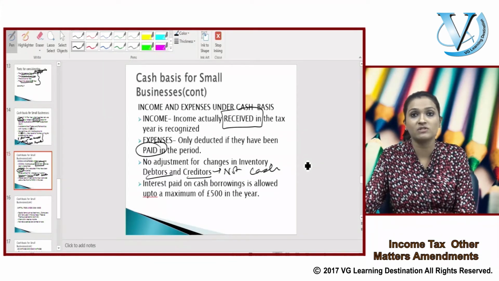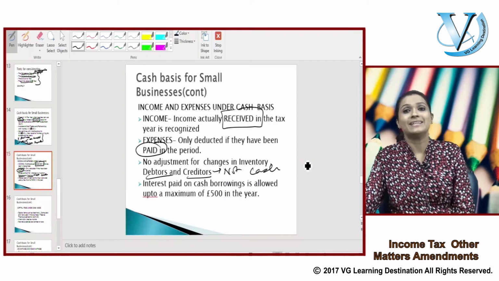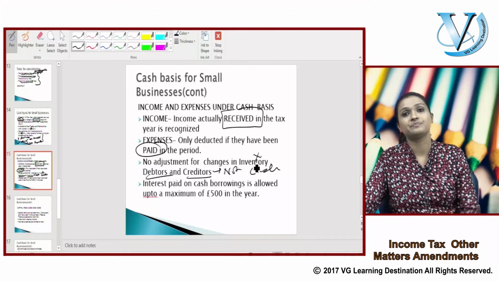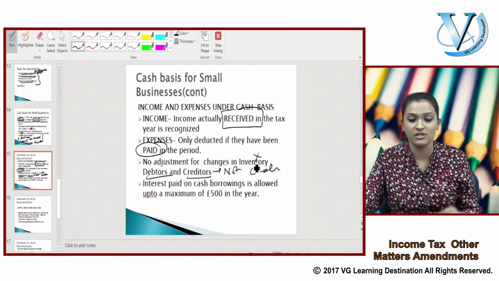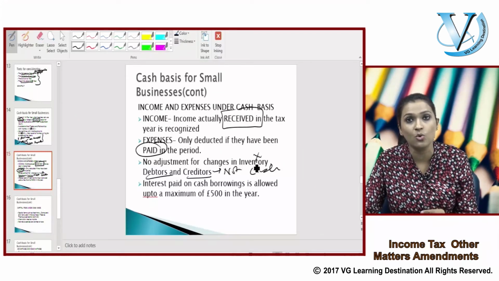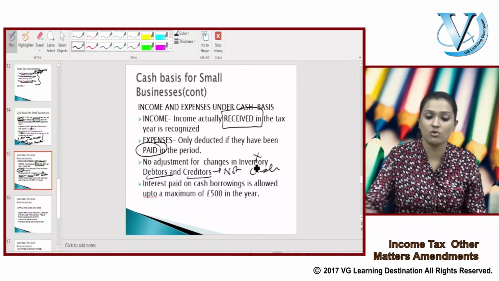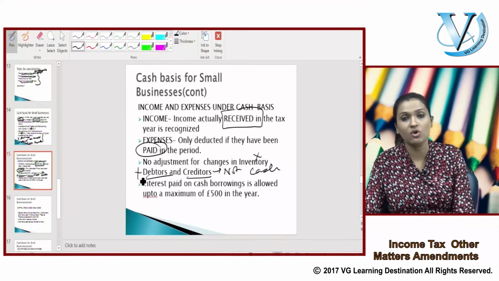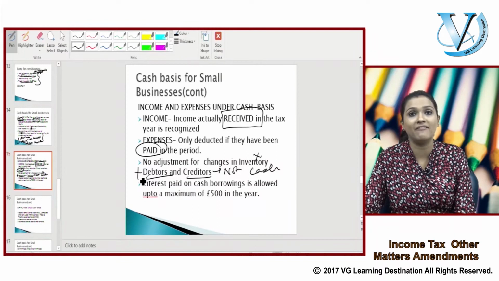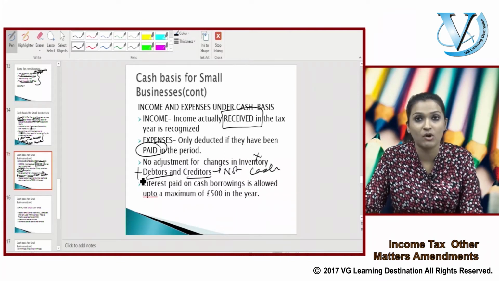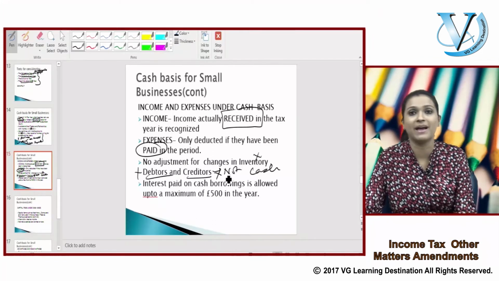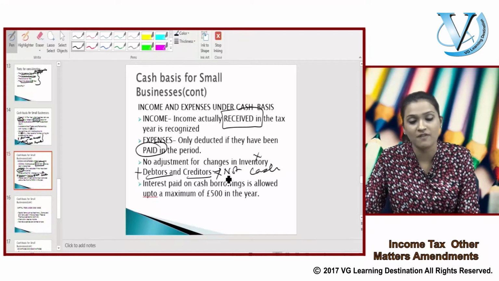Inventory is your finished goods which have not been converted into cash sales. Because they are not converted into cash, you do not consider them while preparing your books of accounts. Debtors, similarly, are credit sales, sales which have not converted into cash as yet. So definitely you're not going to consider them. Also, creditors. These are credit purchases for which you haven't paid your suppliers as yet, because the physical payment of cash has not been made. You're not going to consider them while preparing your cash flow basis of accounts.